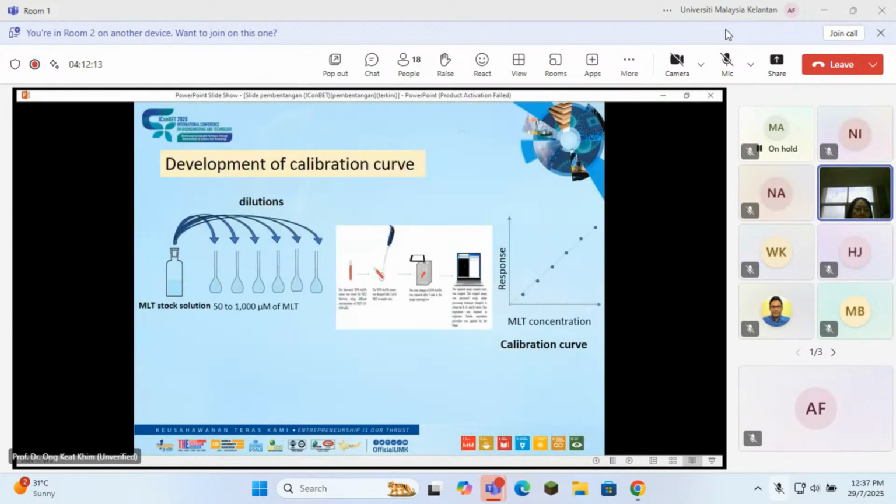So this slide shows how we develop the calibration curve. We have to prepare different concentrations of MLT by dilution of the MLT stock solution. After that, we conduct the detection and image analysis, as I mentioned just now. From there, we get the RGB value, and then we plot the delta RGB versus the MLT concentration in order to get the calibration curve.